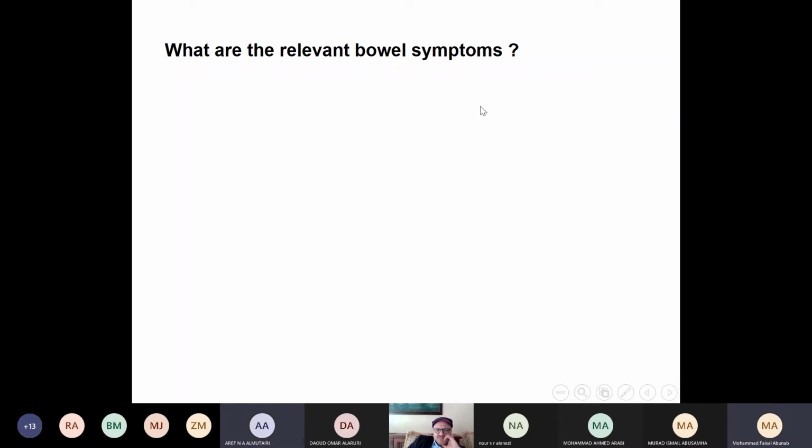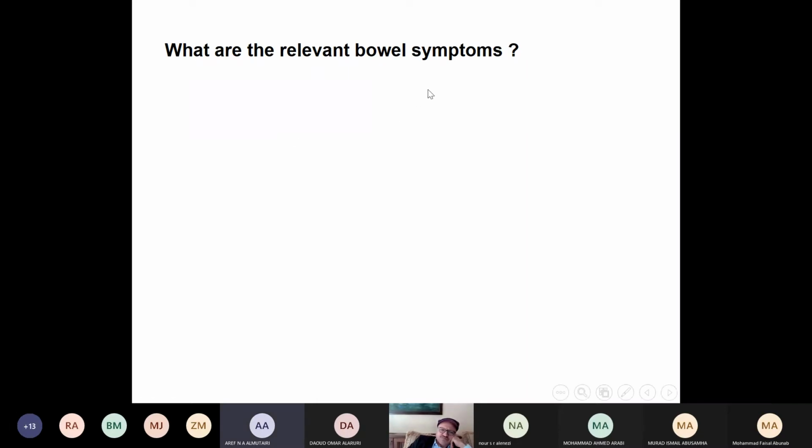Cramping. Cramping is a type of the pain, one type of the pain. We said the patient is having abdominal pain. She's having abdominal pain, distension, constipation, and vomiting.